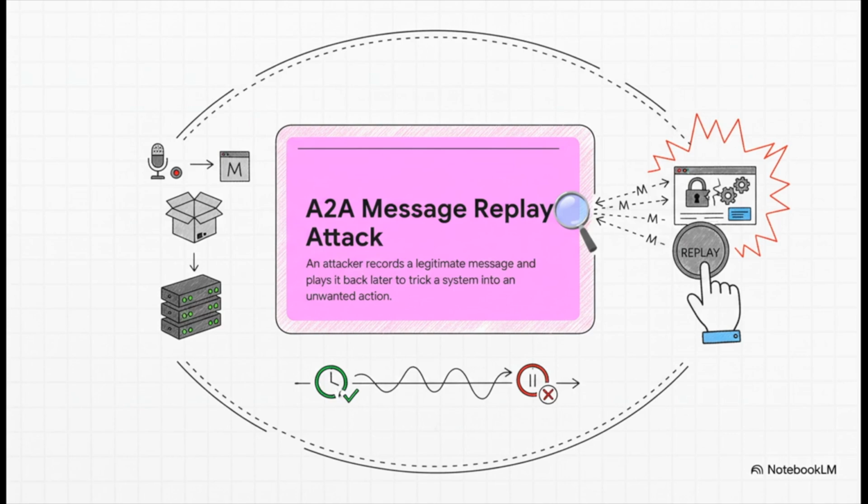Well, it's surprisingly simple, almost deceptive. An attacker just intercepts a totally legitimate message, think of it like a digital command, and then just sends that exact same message again, but later. And the system gets tricked into doing something that's completely out of context. And that often ends with some pretty disastrous results.